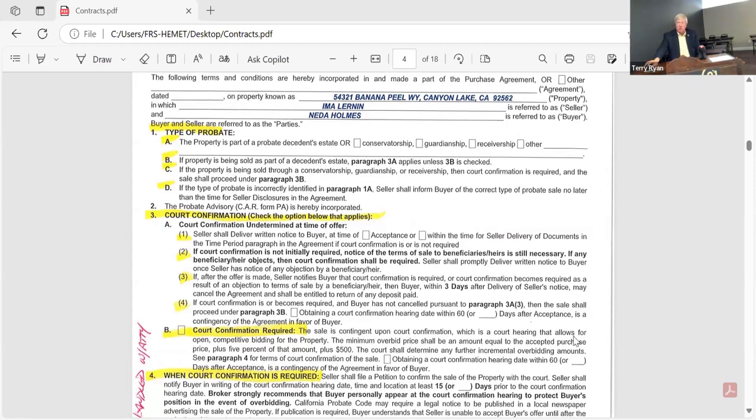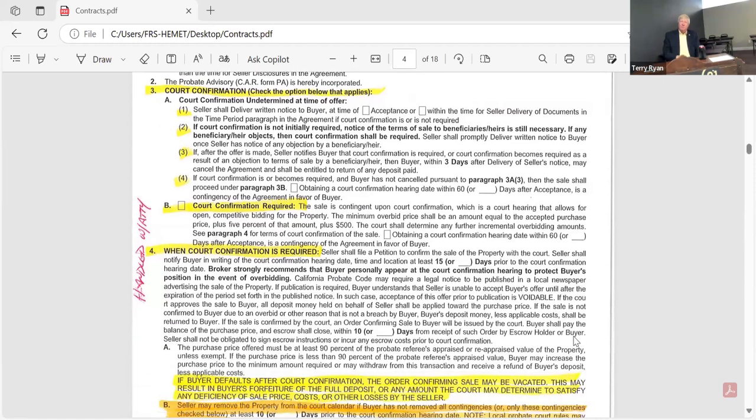I have been sitting in a court waiting for court confirmation with a client where we had an accepted offer, but in court, the bidding started. There were several people that wanted this property. Bidding started, it kept going up. Finally, my buyer said, I'm not going to go any higher than that. And they chose to back out of the deal at that point, which they can.